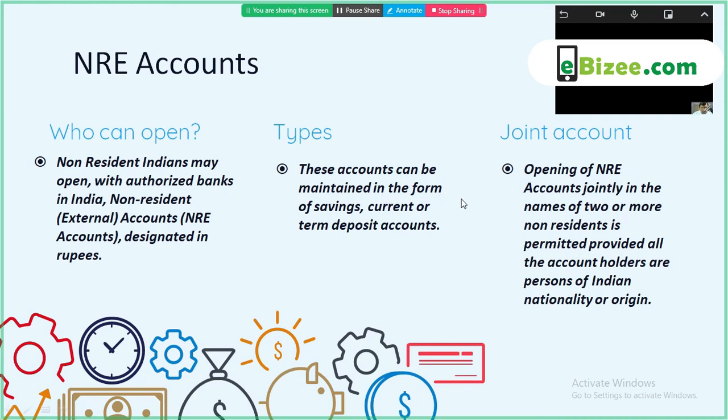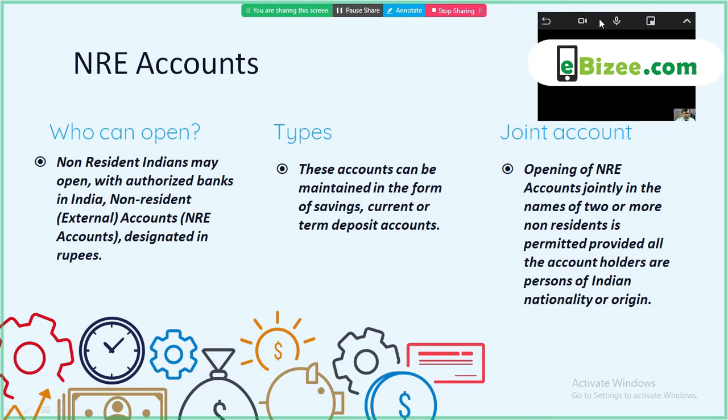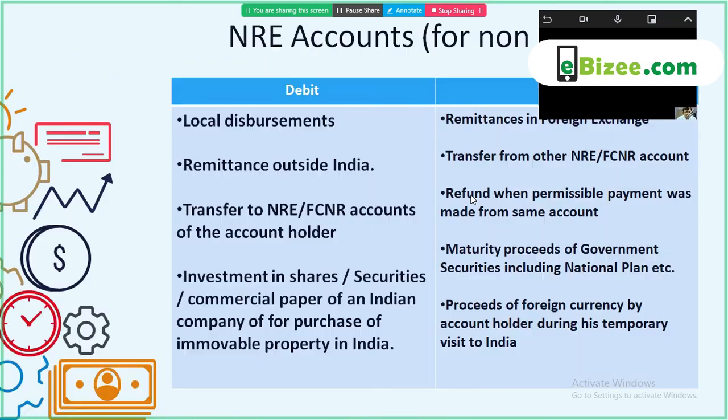Now, one important feature of NRE account is that it can be a joint account also. So opening of NRE account jointly in the name of two or more non-residents is permitted, provided all the account holders are persons of Indian nationality or origin. The foreigners cannot do it. A foreign resident cannot do it. A foreign citizen cannot. Okay. So this is another type.